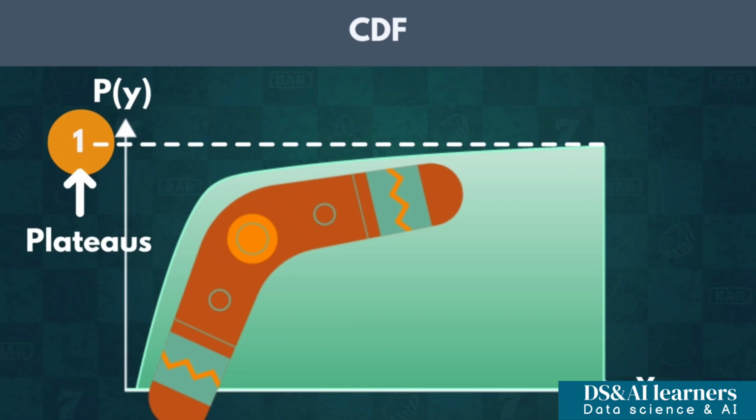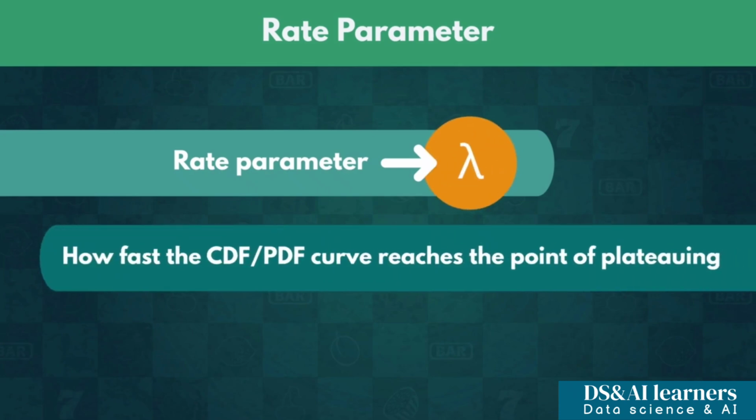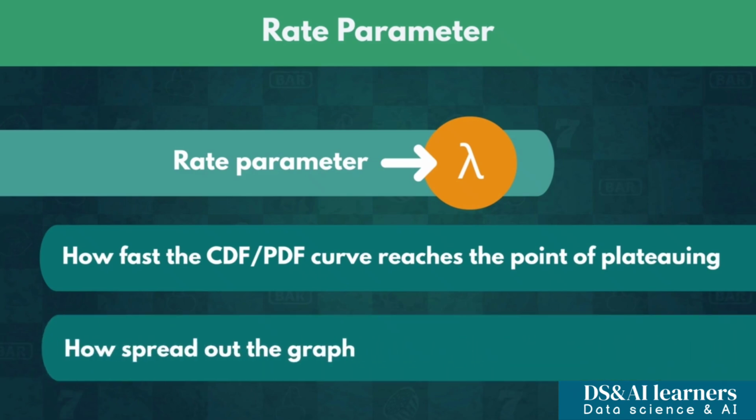To define an exponential distribution, we require a rate parameter, denoted by the Greek letter lambda. This parameter determines how fast the CDF curve reaches the point of plateauing and how spread out the graph is.